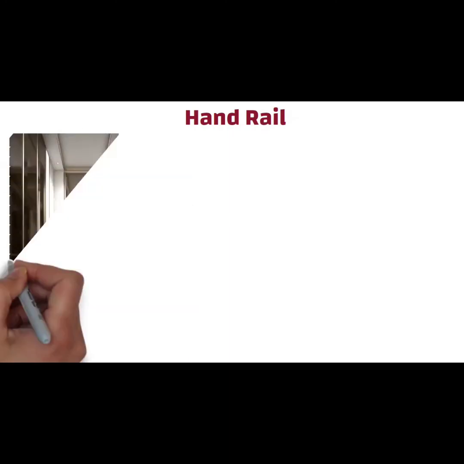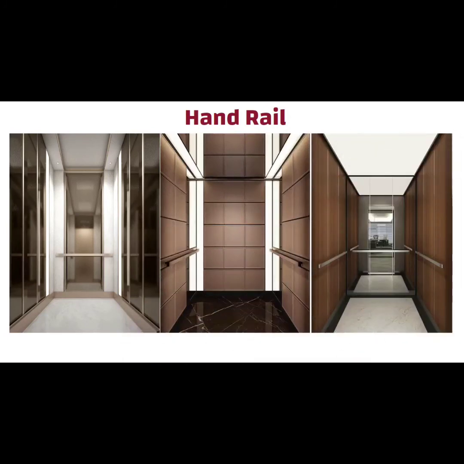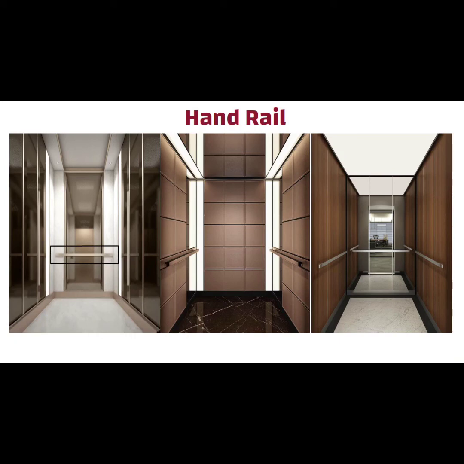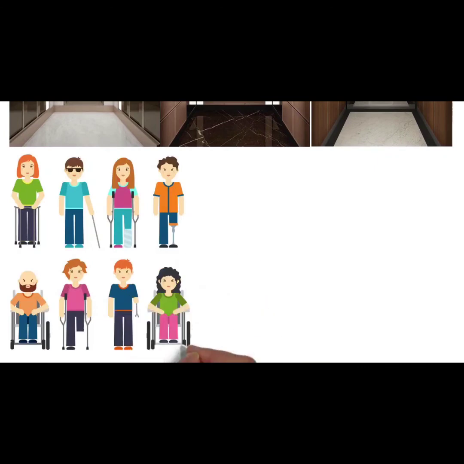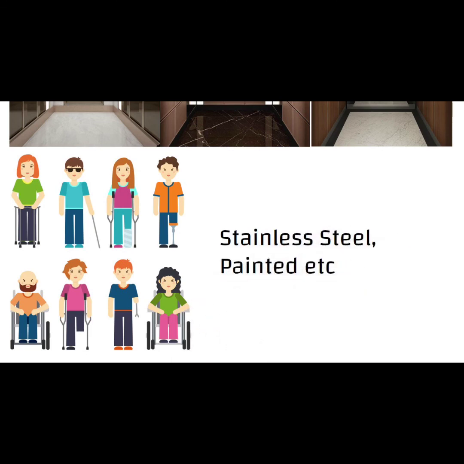Handrail. Elevator car in most cases is provided with a handrail at one side, two sides, or on all sides of the cabin. At least one side of the car has a handrail installed, which can be used by passengers for support, including persons with disabilities. Handrails come with different finishes like stainless steel styles or painted in a selected color upon client requirements.